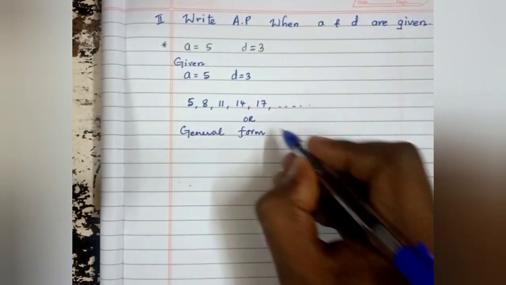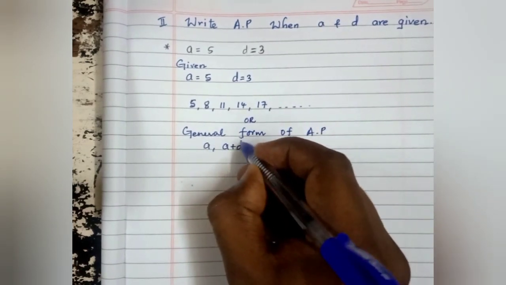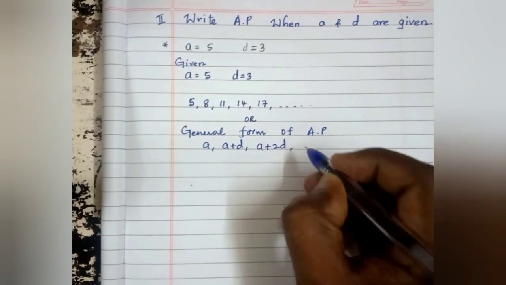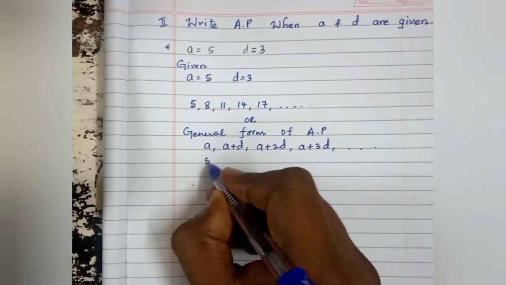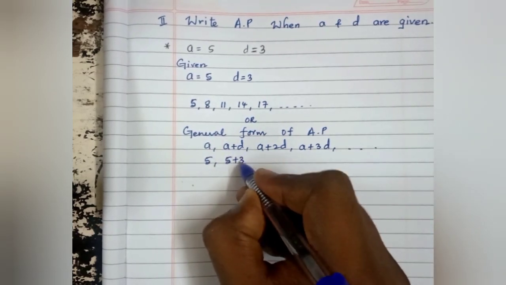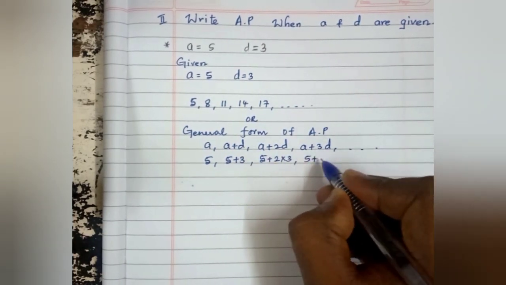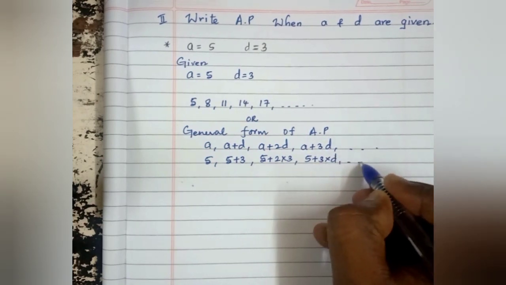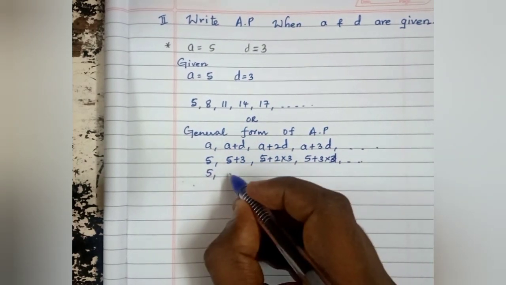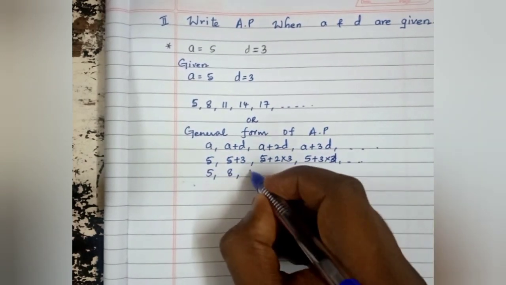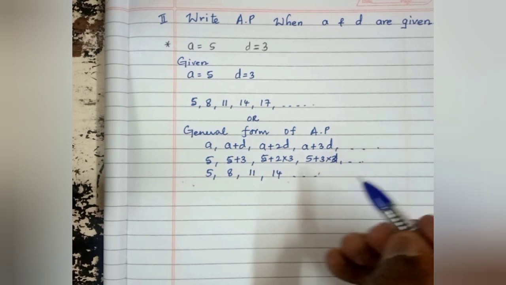Or you can try it in one more way by writing the general form of AP. What is the general form of AP? The general form of AP is A, A plus D, A plus 2D, A plus 3D. What is A? 5. So 5, 5 plus 3, then 5 plus 2 into 3, then 5 plus 3 into 3. Now 5 plus 3 is 8, then 2 threes are 6, 6 plus 5 is 11, then 3 threes are 9, 9 plus 5 is 14. That is the required AP.